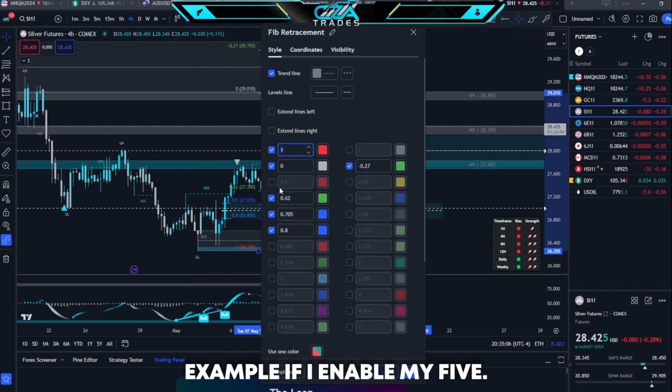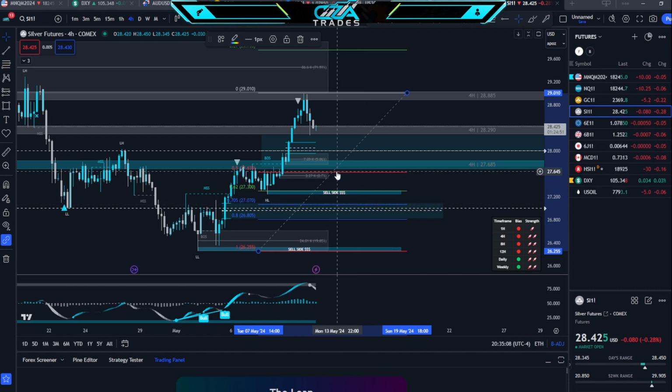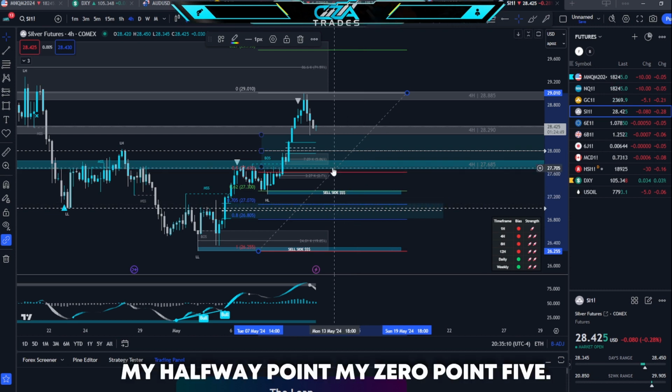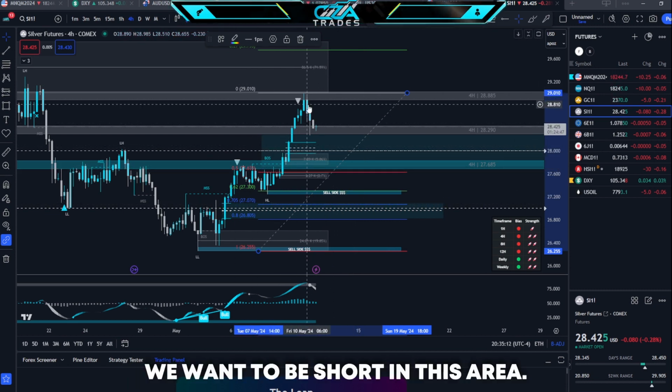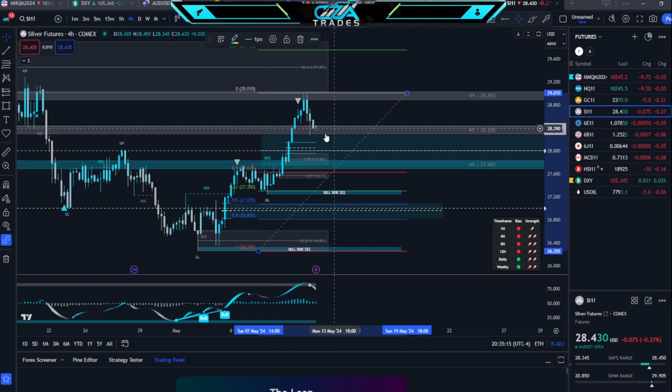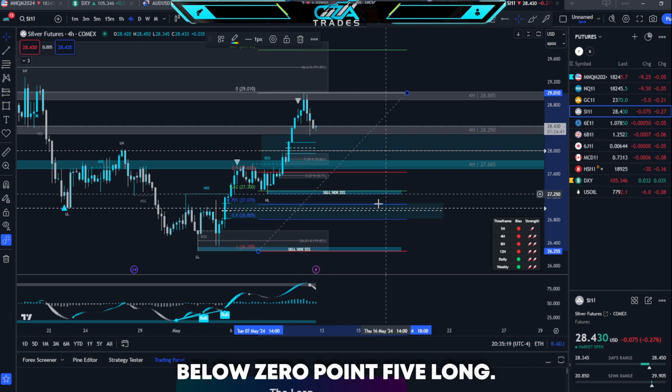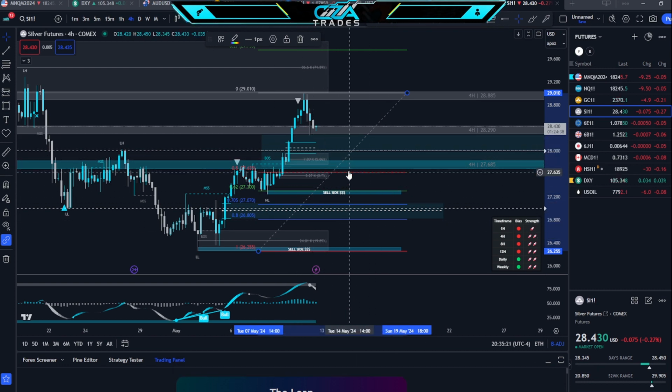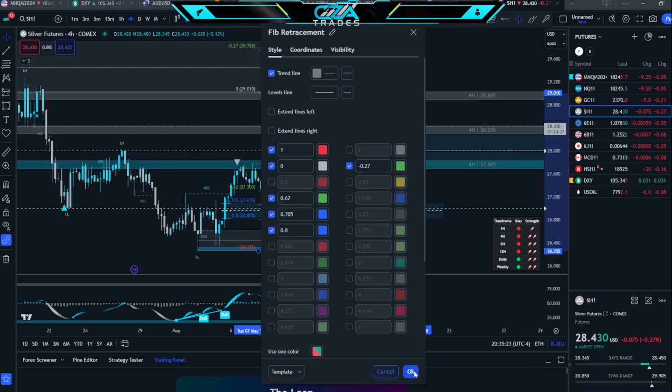I can show you, for example, if I enabled my halfway point, my 0.5, we are above it. We want to be shorting this area and we want to be long in this area. Above 0.5 short, below 0.5 long. Let me take that off the charts.